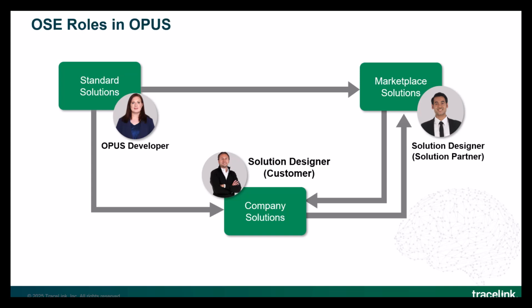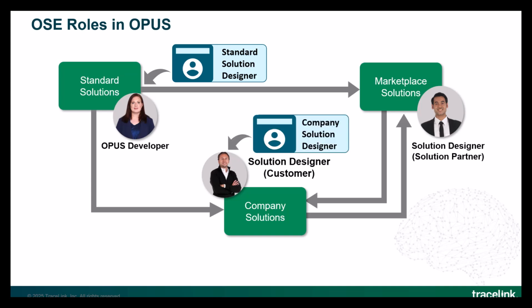To start configuring solutions using OSE, your admin needs to assign you roles specific to your persona. Based on persona, there are 3 roles. As the role name suggests, the standard solution designer role is for TraceLink's Opus developers who develop and publish the standard solutions. The company solution designer is for the customer solution designers. Finally, the marketplace solution designer role is for solution partners who configure and publish marketplace solutions. Generally, these roles can create, edit, and manage solutions specific to their solution classifications.